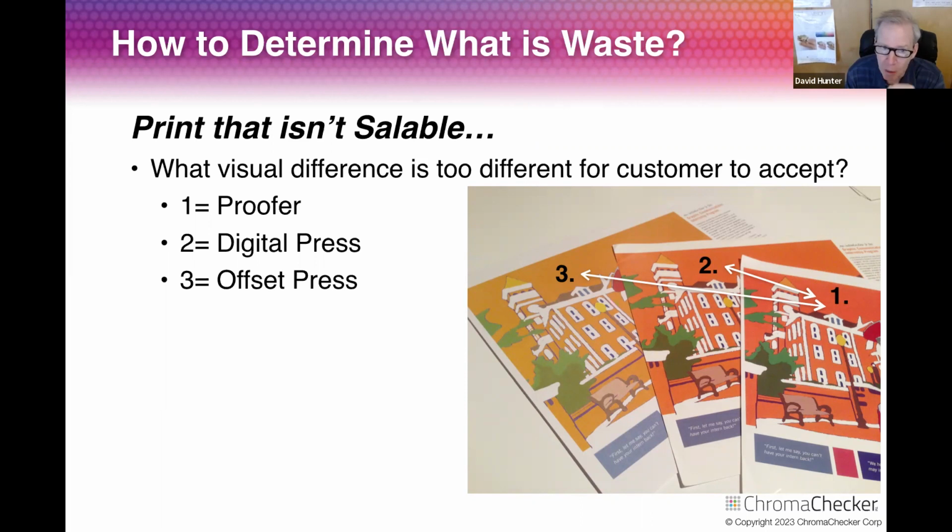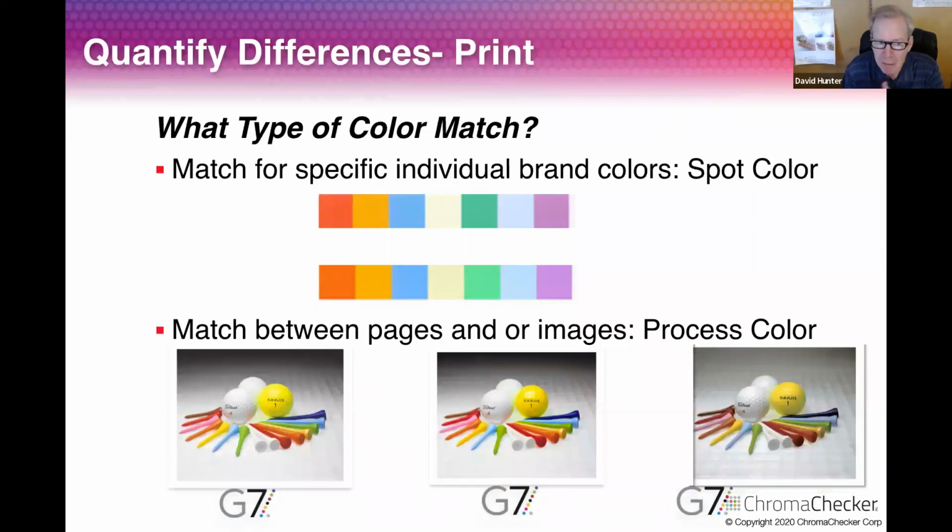So defining what is waste is the key part of this. And in order to define what waste is, we have to be able to quantify what color differences are. And there's a couple different ways to quantify color differences. When we're talking about specific brand colors, like this Ritz box, this Ritz red is a known red. It's a brand color. And Ritz has a specification for how close, if you're printing Ritz work, how close the red has to be.